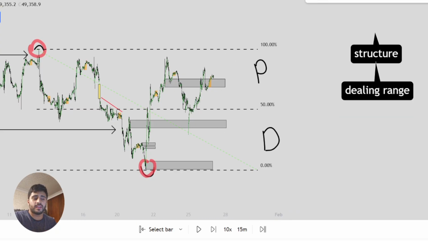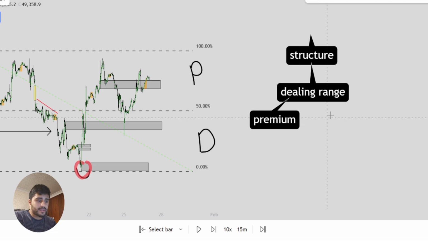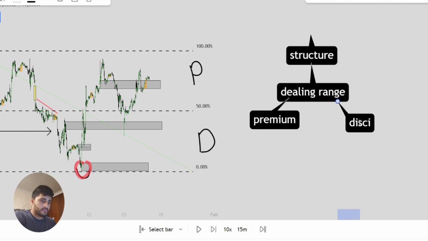I don't like trading at the EQ. If you get chopped out, just zoom out and see if you're at the EQ of the 15-minute dealing range. From the dealing range we can either be in premium or in discount. From here, it's pretty obvious that most people can see that we're above the 50%.